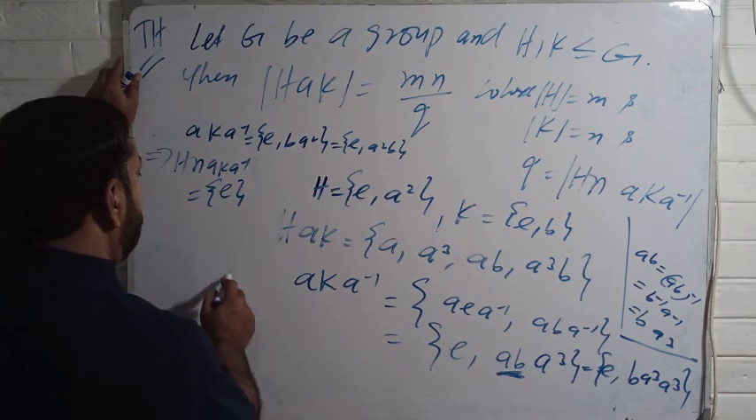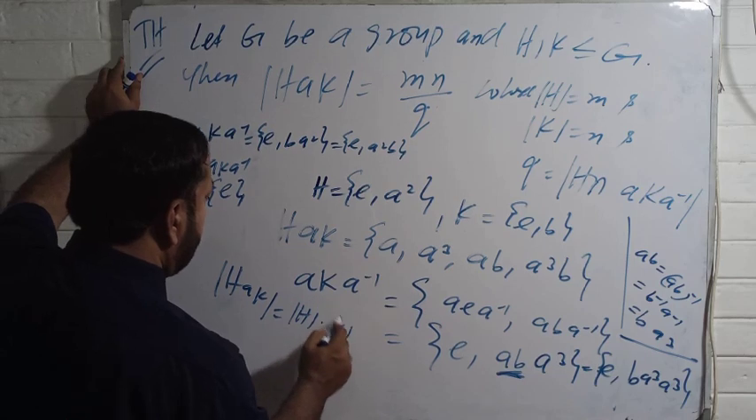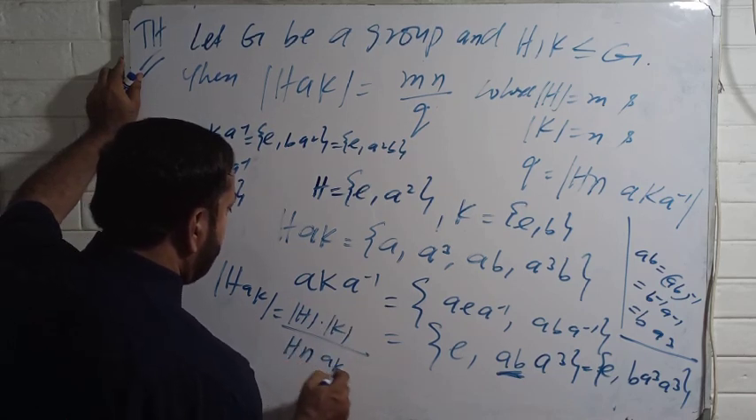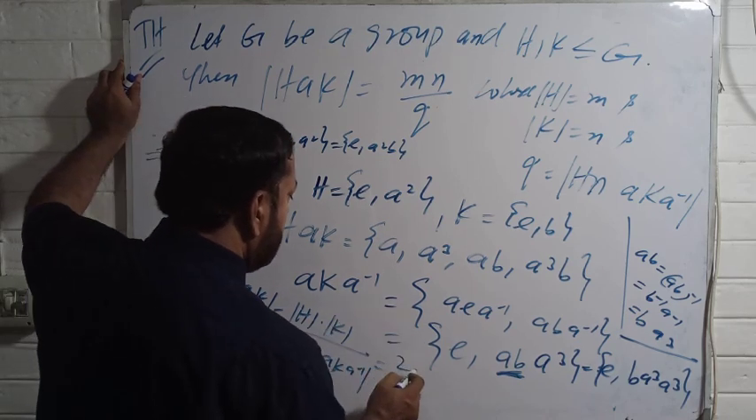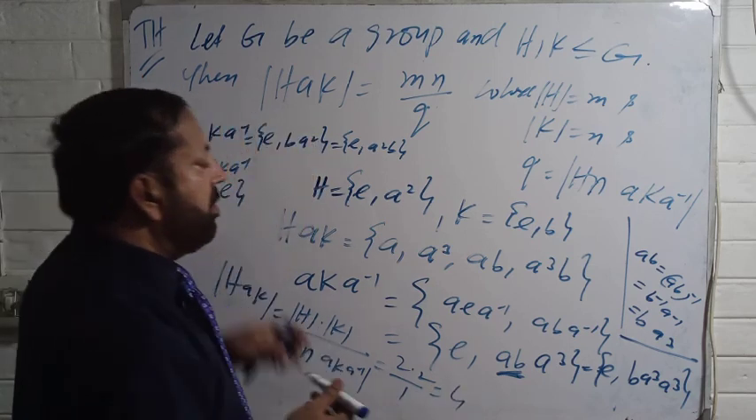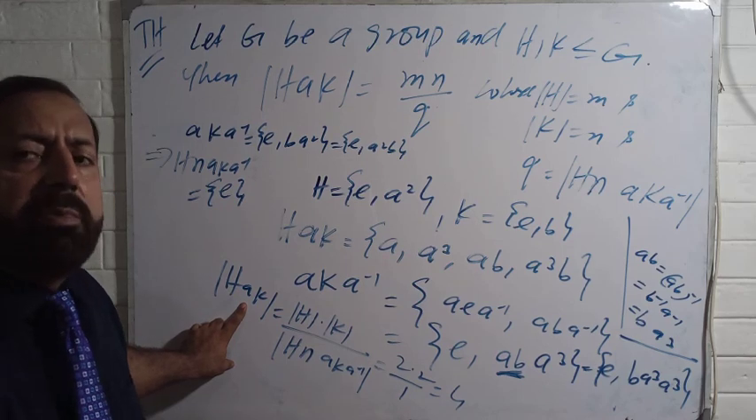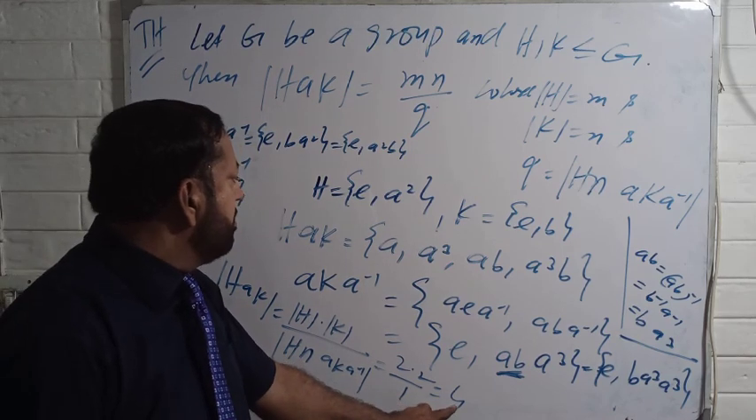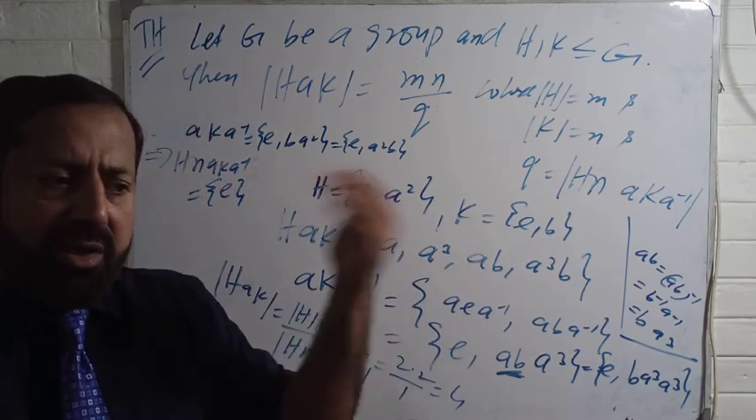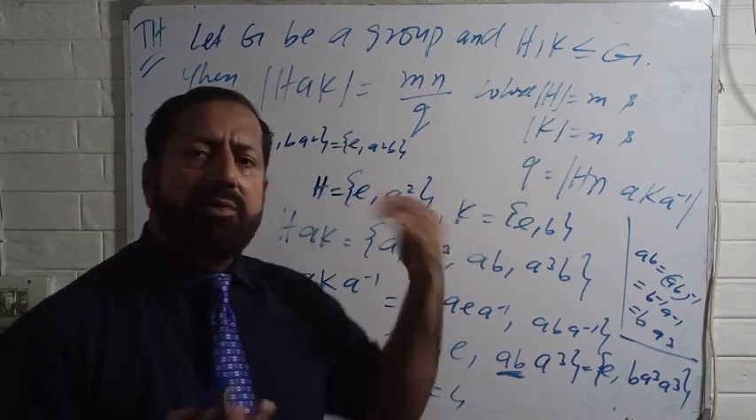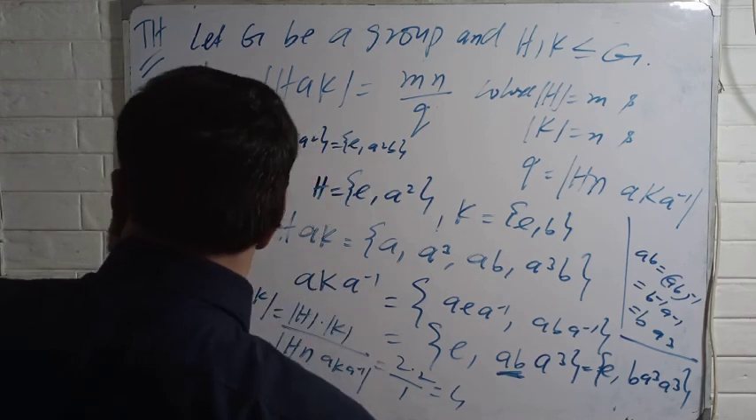So order of HAK is equal to order of H, order of K over order of H intersection AKA inverse. You know this is E, so order of H is equal to 2, this is 2, this is 1, so 4. Look at here. So this double coset modulo HK determined by A belonging to G has 4 elements, right? So in this way, using this theorem, you would be able to know the number of elements in a double coset modulo HK, right? Okay.